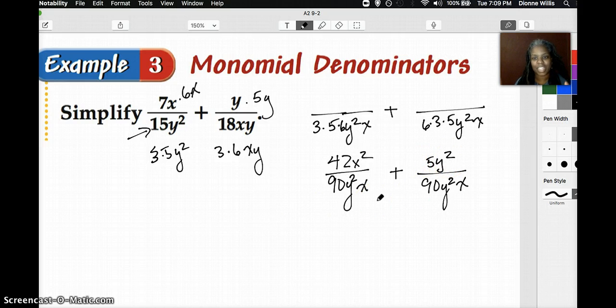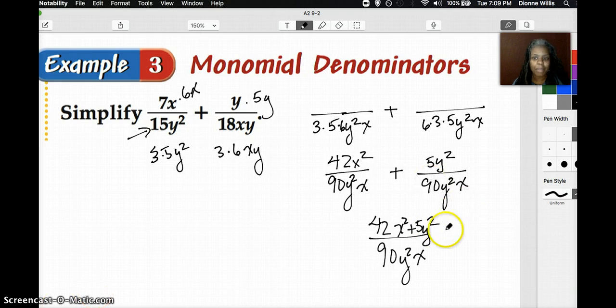Joining like terms together is not possible in this case because the numerators aren't exactly like terms, but I can join these fractions together. So in that way, I'm joining stuff together that's alike because they have the same denominator. And so I get 42x squared plus 5y squared, all of that over 90. I could probably do some factoring. No, I can't. I thought I could factor out of a 42, but I can't. That's not a 40, it's a 42. So I can't, so I'm going to leave it at this.